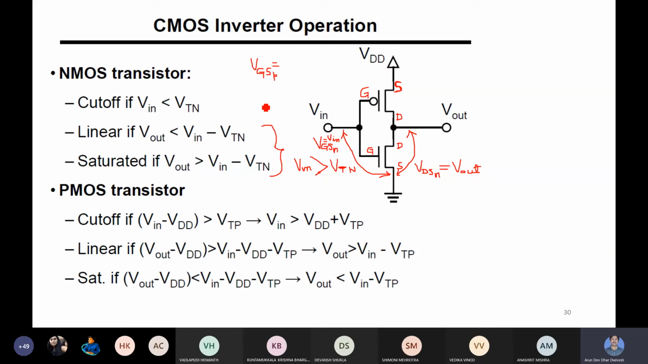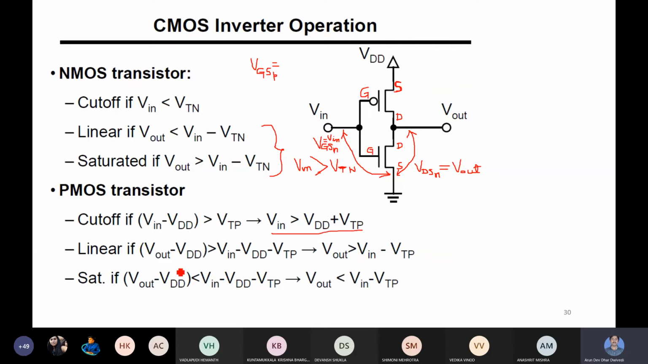Not V in minus V, because in both terms you are taking the potential difference, here V in and VDD. So you should take the difference between V in and VDD. Therefore here the cutoff is decided by V in minus VDD being greater than VTP in magnitude. So basically, with VDD taken to the right side, V in is greater than VDD plus VTP.